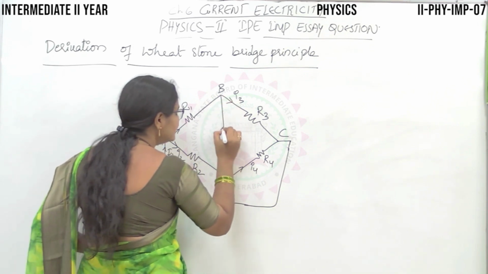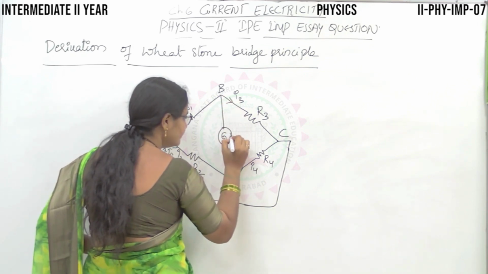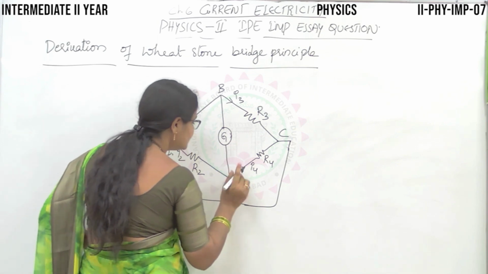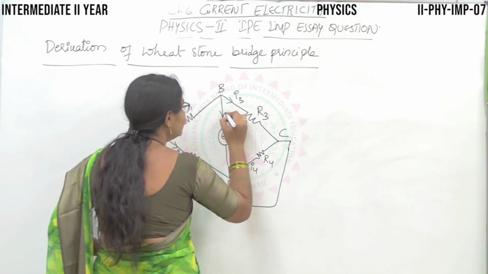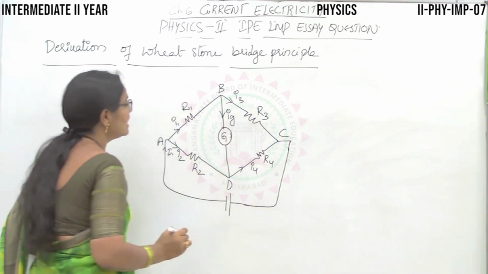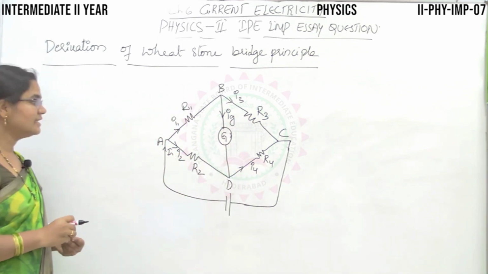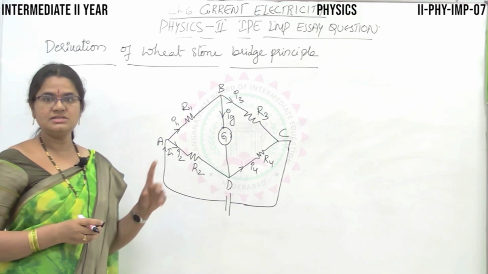I am connecting a galvanometer of resistance G. Let Ig be the current flowing through that arm. So here is a diagram, students. Altogether, this is a Wheatstone bridge.